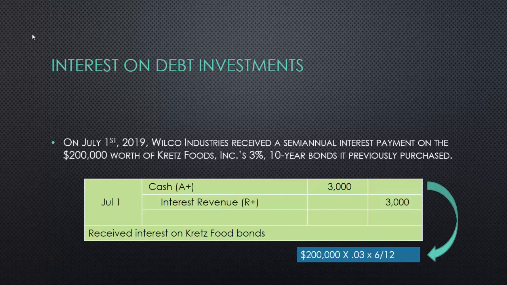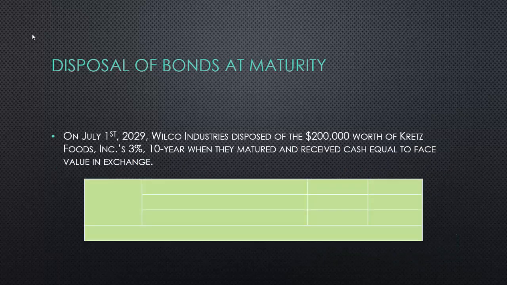So back it up for a second. Every single payment that Wilco receives from Kretz Foods, it's going to be the same exact entry: a debit to cash for $3,000 and a credit to interest revenue for $3,000, and we're just going to keep doing this over and over and over again every 6 months for the entire 10-year life of the bond until it matures. And when it matures, we're going to dispose of it. So let's jump forward in time.